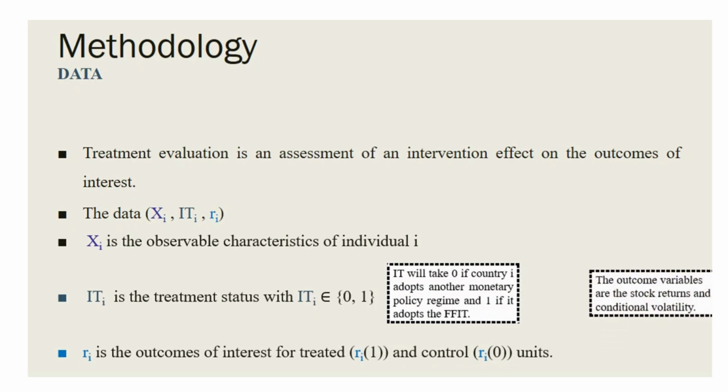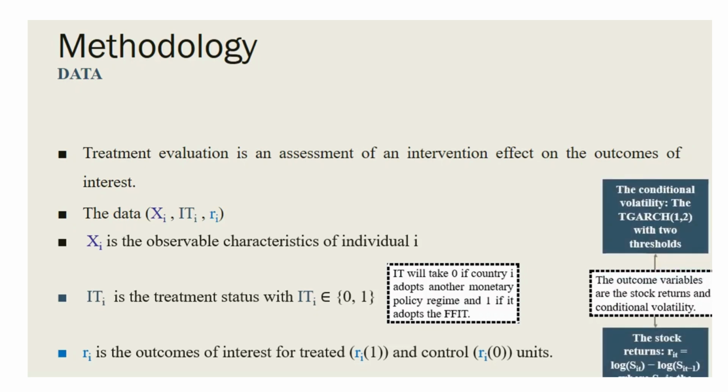In fact, the outcome variables in the case of this study are stock returns and their conditional volatility. The stock returns are calculated by using the following formula, where S is the closing price index, and the conditional volatility is measured by means of a T-GARCH(1,1) model with 2 thresholds.